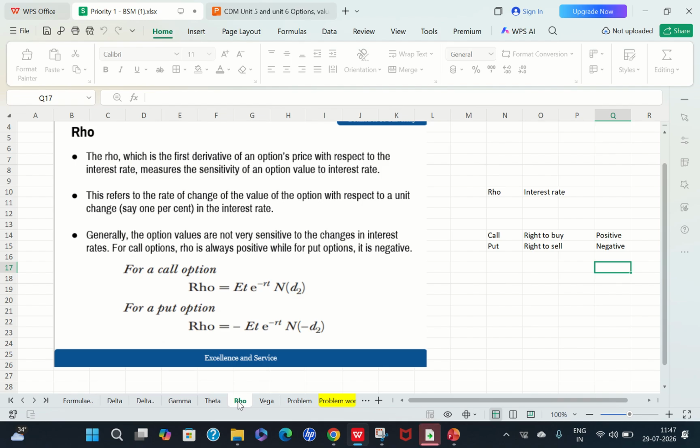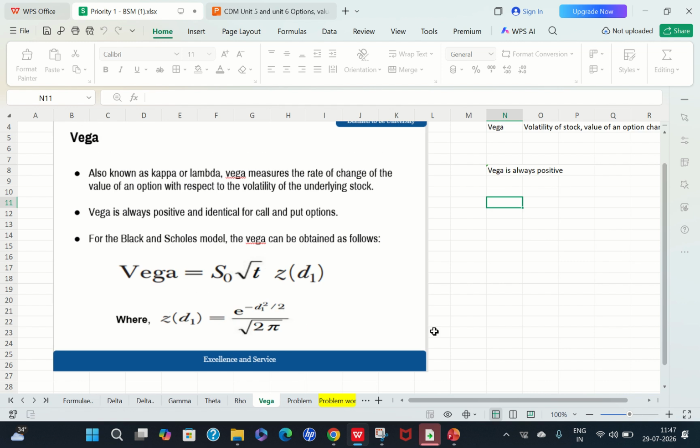So into e to the power of minus RT into N of d2. Here rho for put option is minus E T e to the power of minus RT into N of minus d2. So the base values which we found initially for the call or the put option have been applied in all the formulae. So that is rho. Then comes the part of Vega.